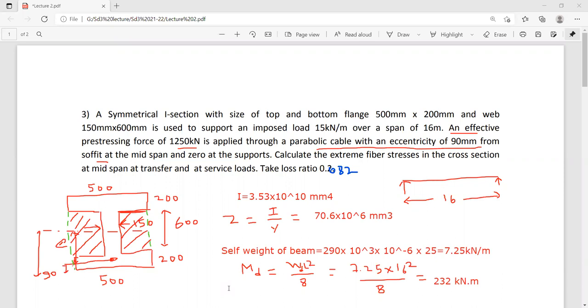Now find the bending moment due to superimposed load. Otherwise, find the bending moment due to superimposed load plus dead load, which we can denote M. This is the bending moment due to total loading. Total loading means dead load plus self weight. Here you can write the total load on the span.